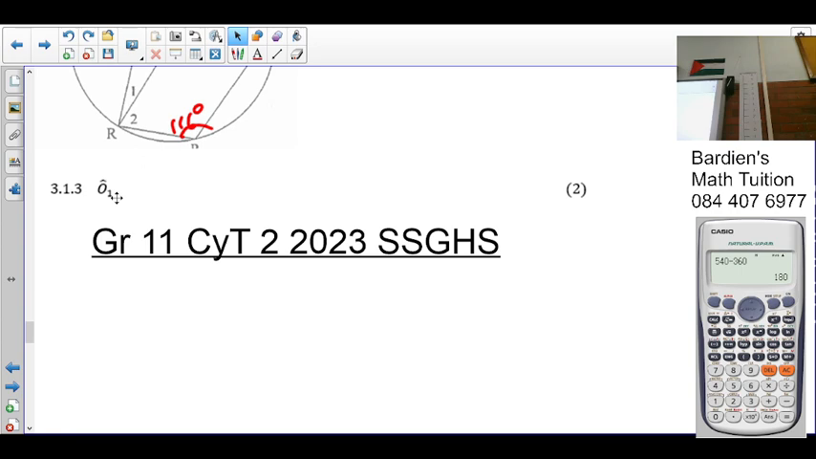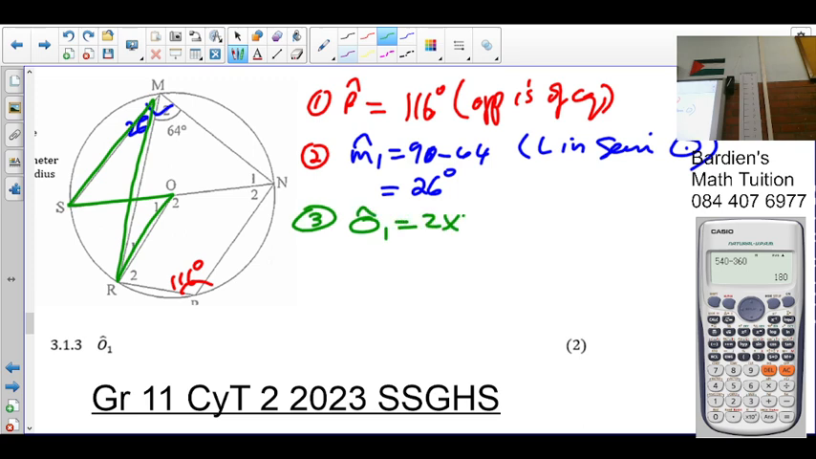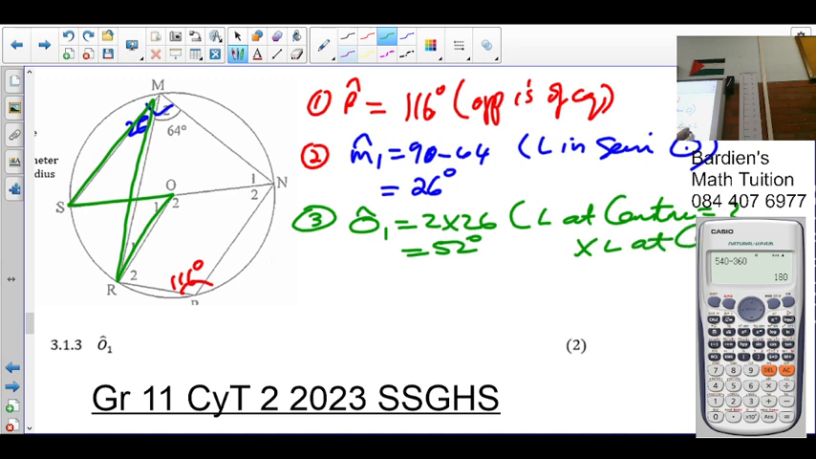The next one, O1. You see, just by reading that information, we already know most of the angles. Okay, we mentioned most of the angles already. So O1, as you said, angle at center is twice angle at circumference. So O1 is equal to double 26, which is 52 degrees. Why? Angle at center is equal to 2 times angle at circumference. Okay. So any confusion there?